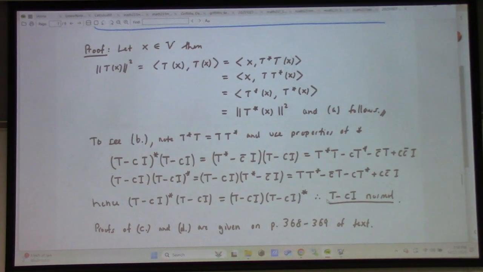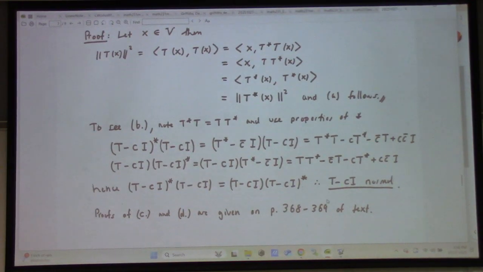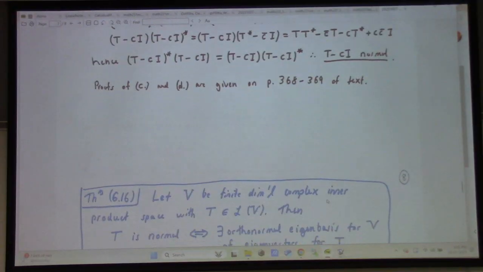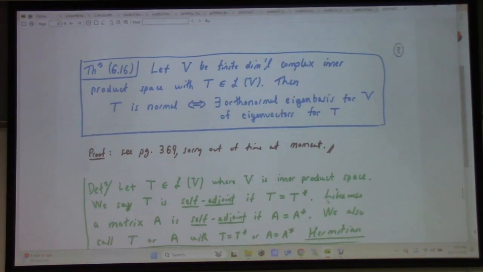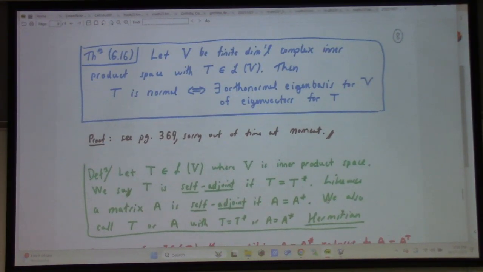Now, the proofs of c and d are given on pages 368 and 369 of the text. I am sorry, I just ran out of time. They are good proofs. Those are decent test questions even. If I stated them properly in their full context, they'd make decent test questions. Actually, those, I'm pretty sure. If you look at them later and you decide that I'm crazy to say that, well, let me know.